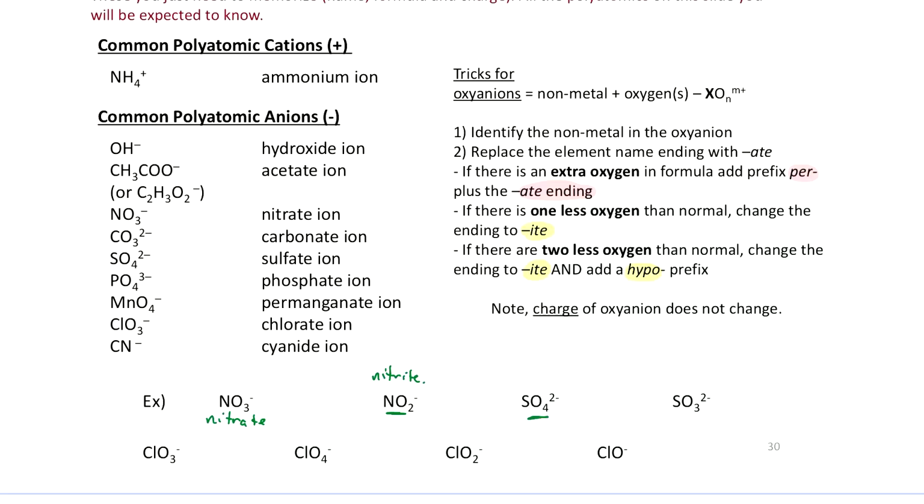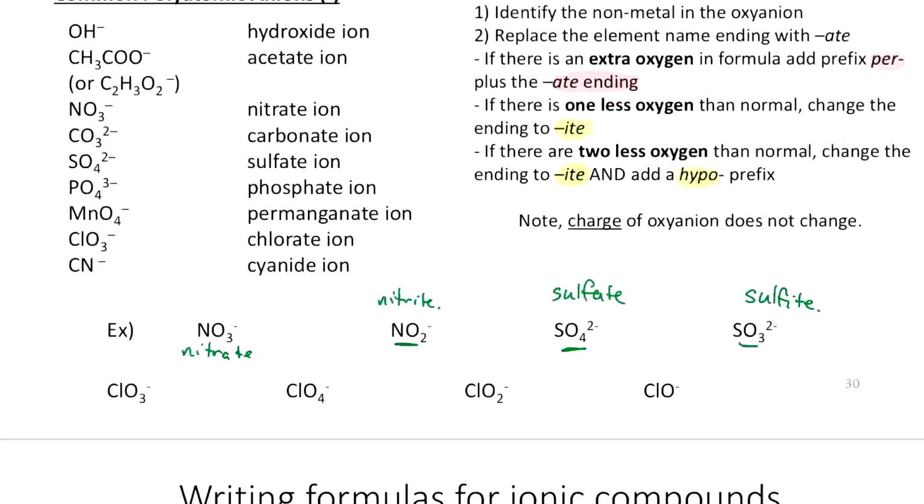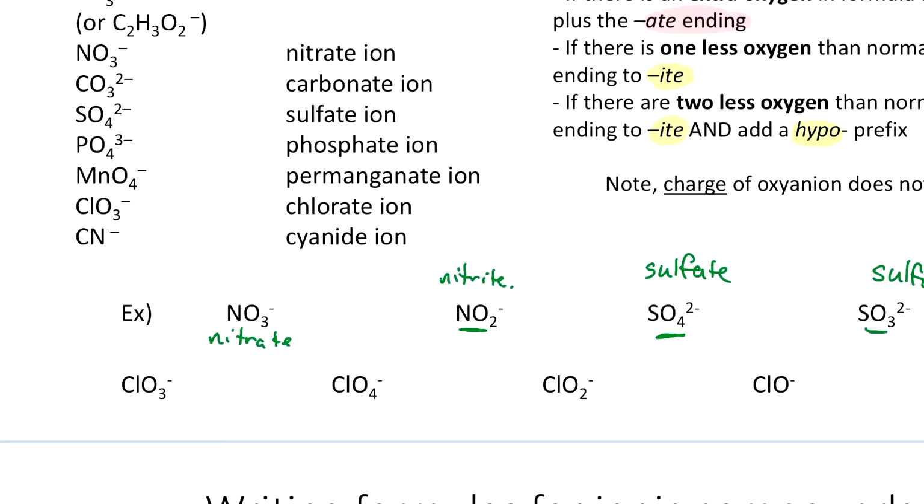All right, SO4 2 minus, what do we call that? Sulfate. So what does that make SO3 2 minus? Sulfite, because it is 1 less oxygen. All right, let's do all these chlorines. What is ClO3 minus? Chlorate. Yes, that's the regular one you should memorize.